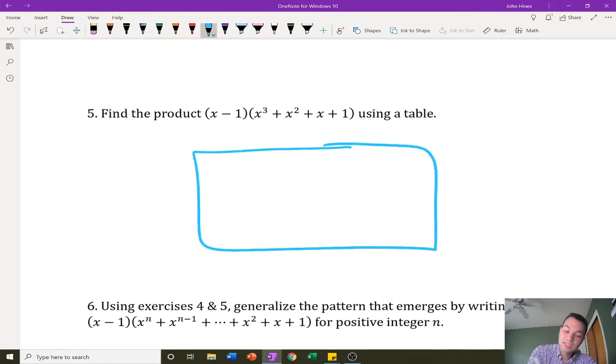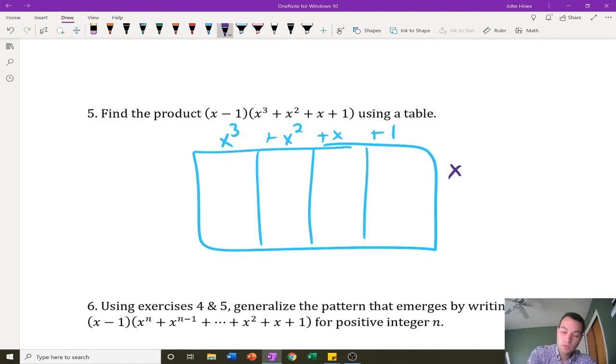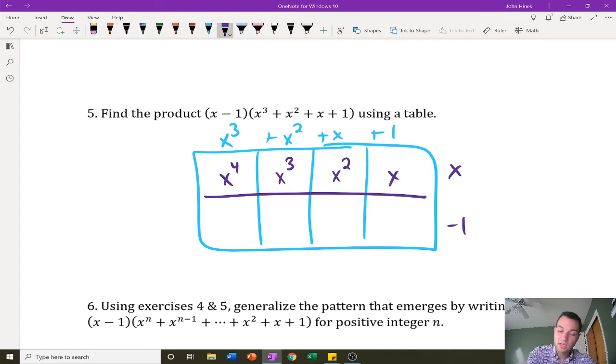So notice I made my table extra long this time because I noticed I had a 4-term polynomial here that I had to work with. But I only have 2 on the side. So here we go. X to the fourth, x to the third times x, x squared times x, x times x is x squared. Everybody kind of bumped up a level in terms of their exponent there. Now I'm going to distribute through a negative 1. So negative x cubed, negative x squared, negative x, and negative 1.